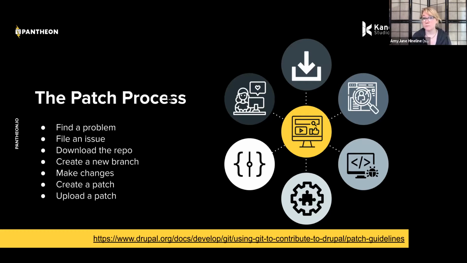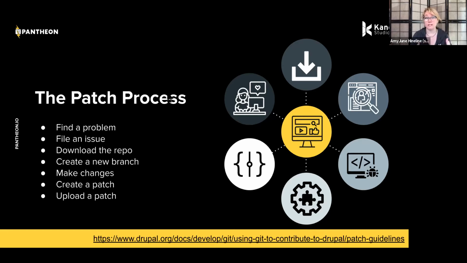First, you find a problem, find an issue, or, if you know of an issue, you file the issue. You download the repository onto your machine. You create a new branch, create a new space that clones that first space. You make changes, you commit those changes, and then you create a patch, and then you upload a patch. So those are the steps.